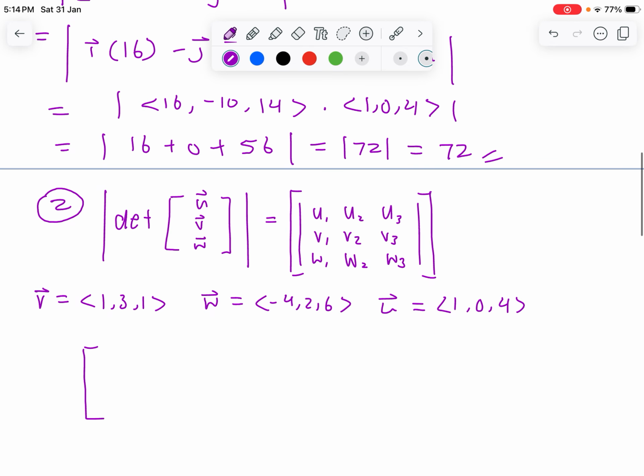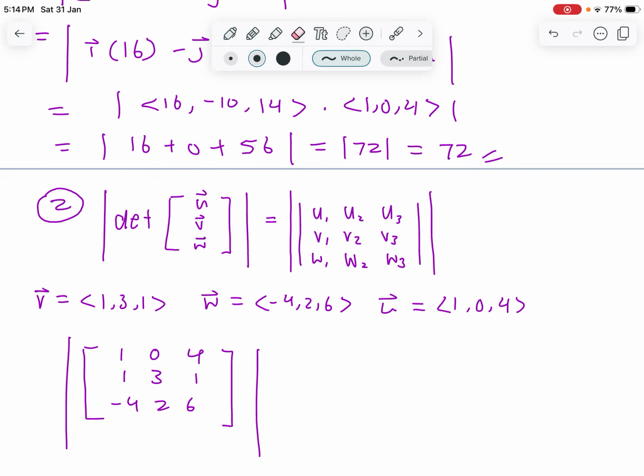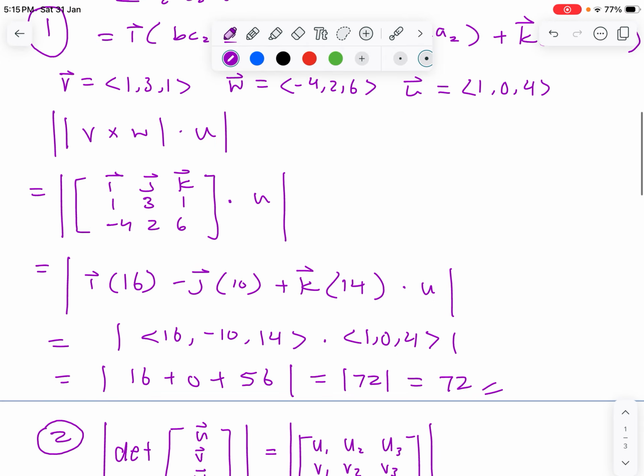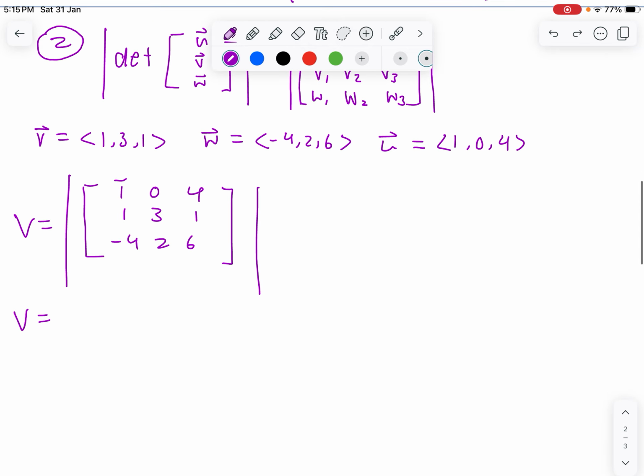So we have U in the top, so 104. Then we have 1, 3, and 1. And then we have -4, 2, and 6. And we want to find the cross product of all of these. And absolute value that. Sorry, I made a mistake. This should be absolute value and the inner one should be the cross product. Okay, so to find the volume, we apply the same thing. Remember earlier we used IJK, but here instead of IJK we have these numbers, but it's the same thing, so we focus one at a time.